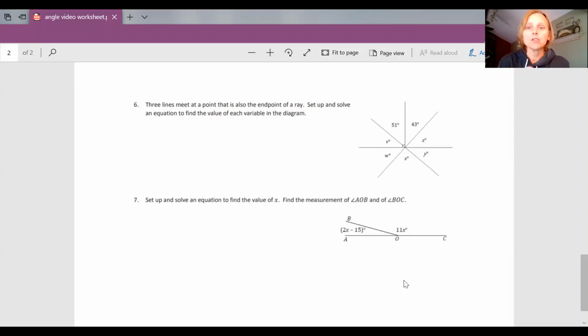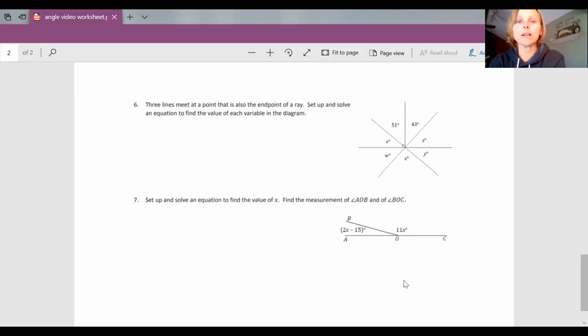So if we look here at this number 6, they want us to try to find the measure of each one of those angles. So the first thing I'm going to do is, I first notice that there's a right angle right there. That means that 51 plus V, whatever angle that is, those make up a right angle. So V and 51 are complementary.